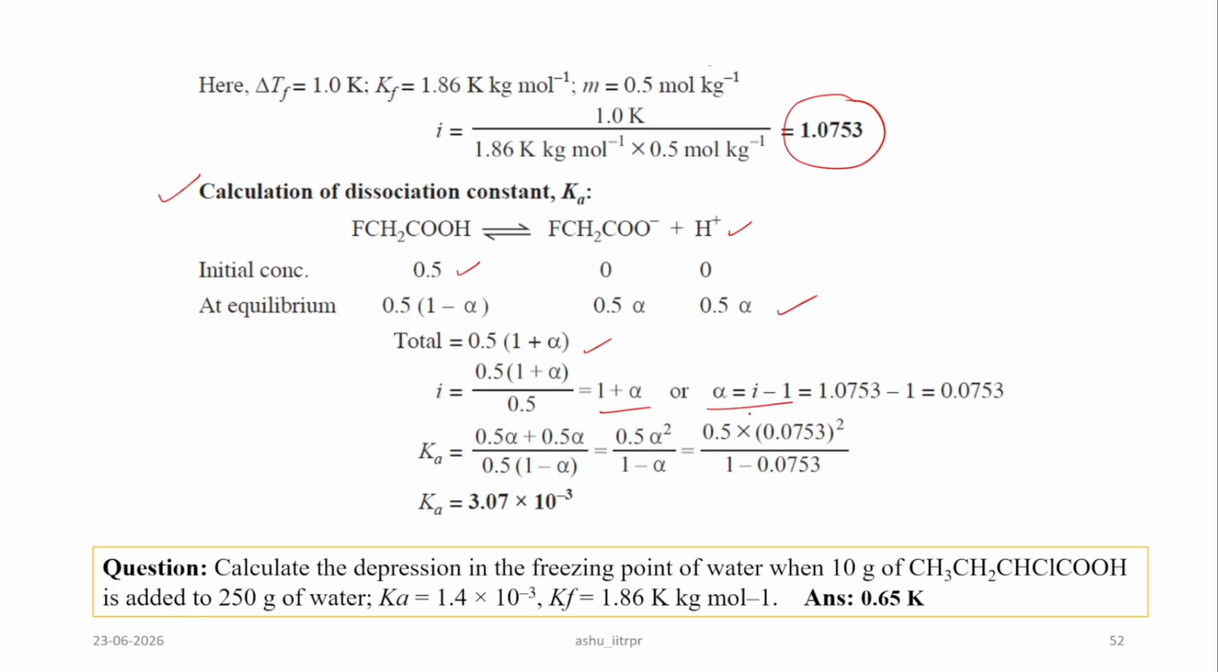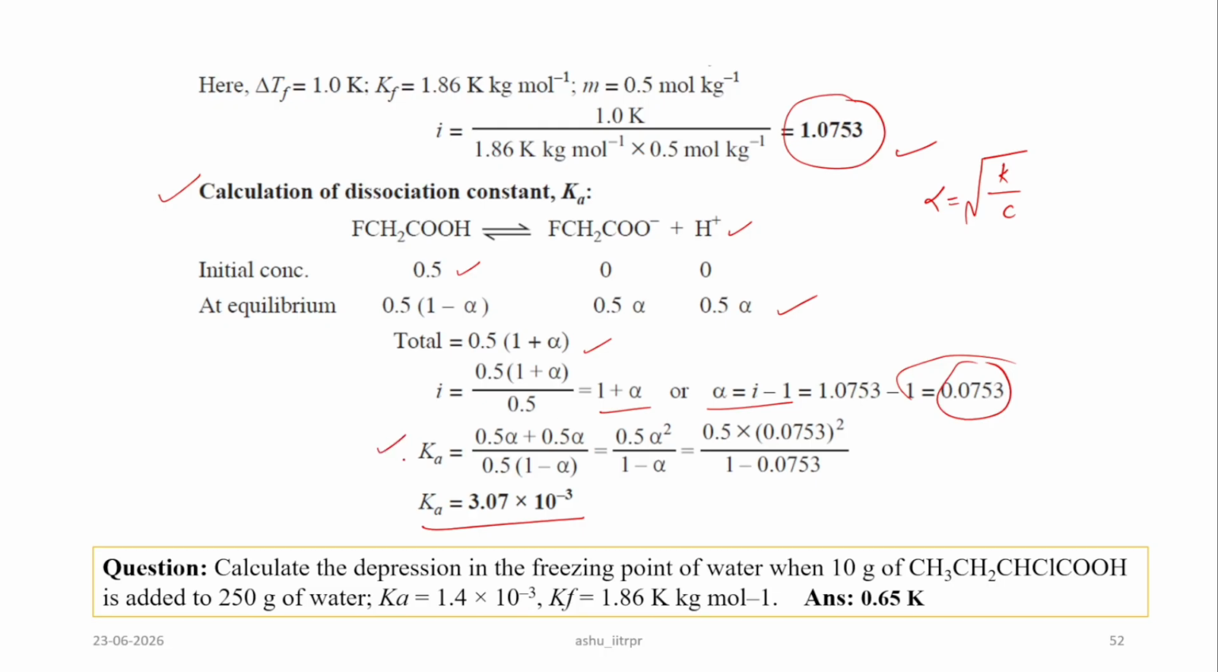or you can write alpha is equal to i minus 1, and i is 1.0753, so alpha would come out to be, sorry, this is the value of alpha. So alpha is 0.0753, and the moment you calculate alpha, now we know the relation alpha equals under root Ka by c. So when you apply alpha, then you will get the value of Ka, or you can directly put this information in this equation.